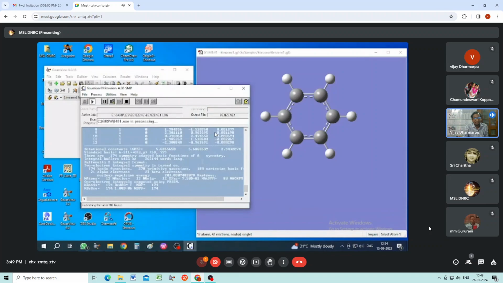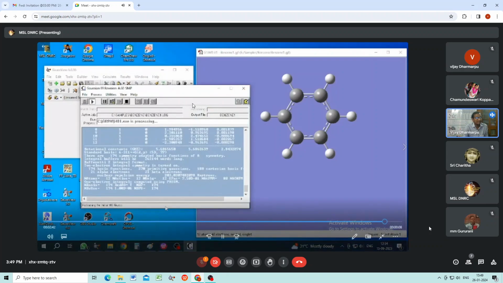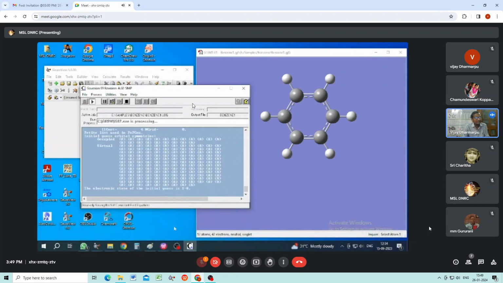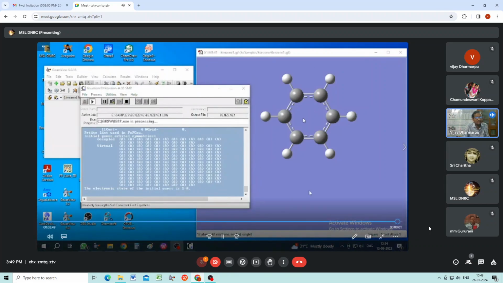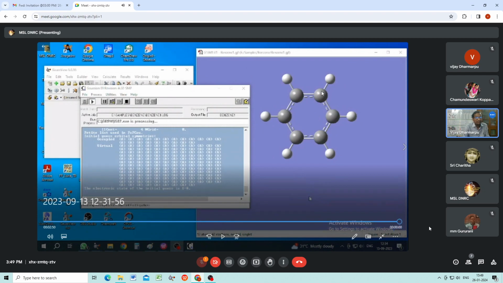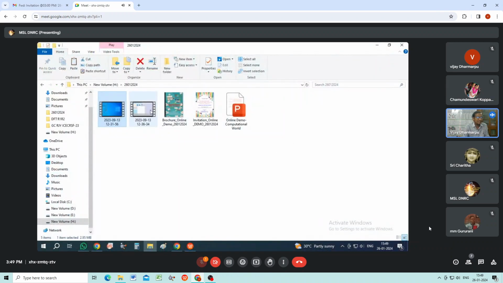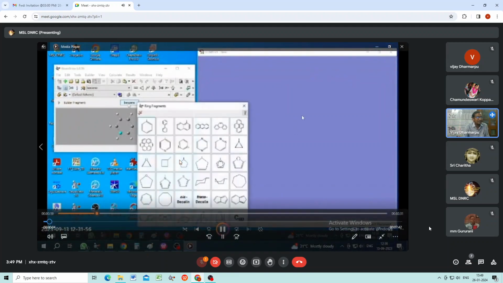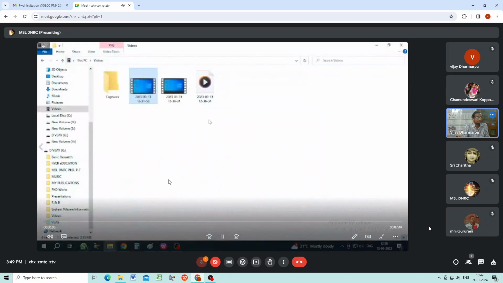The software package I have is Gaussian 9. In Gaussian 9, it will run. This is a very small molecule, so it does not take much time, but I re-recorded. I will show you the results after optimization.